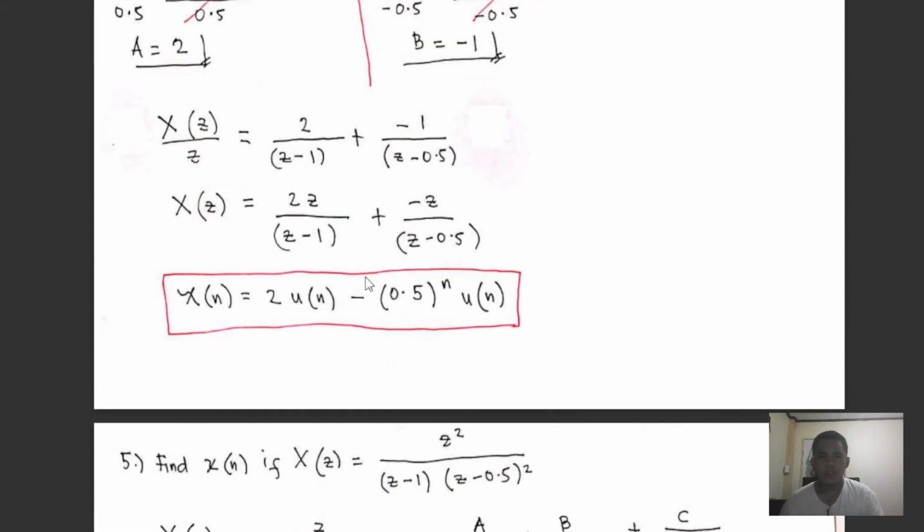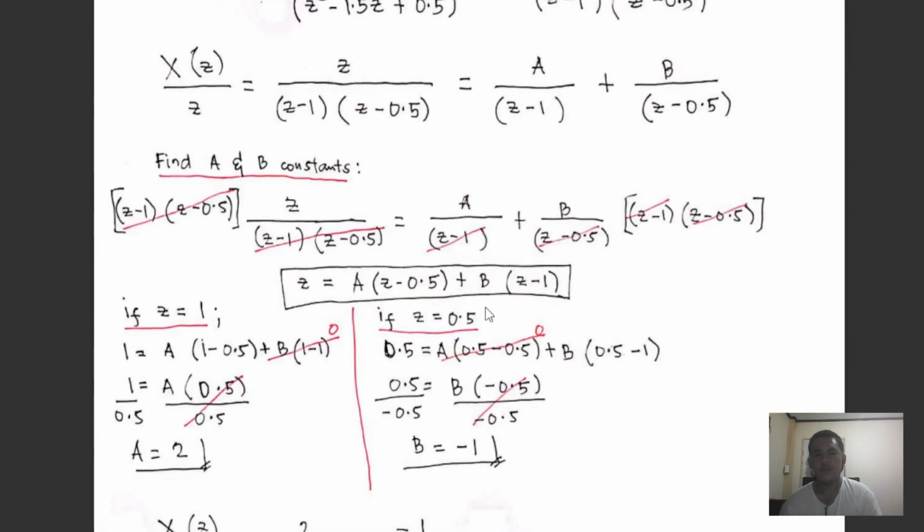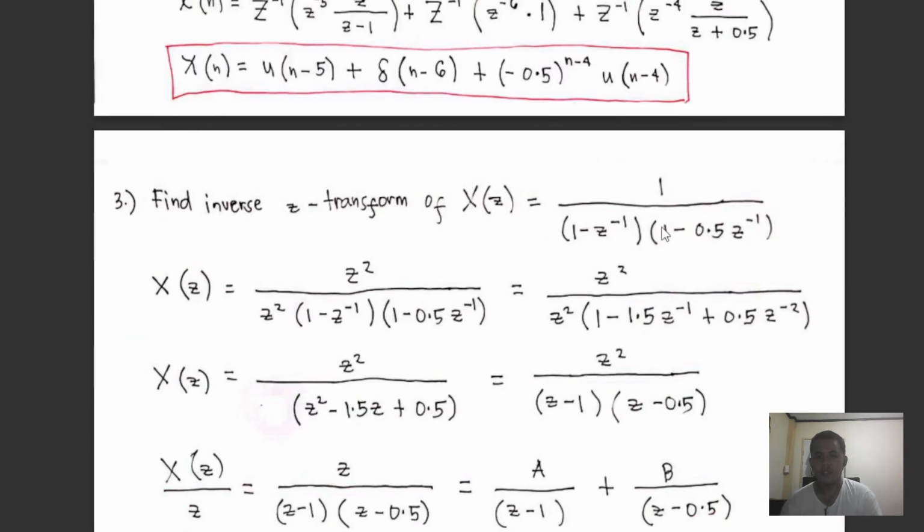Okay, so we find this in the z transform table. We find this and we get the inverse z transform of the following, which is 2u[n] minus 0.5 raised to the power of n u[n]. So this is the inverse z transform of this system.